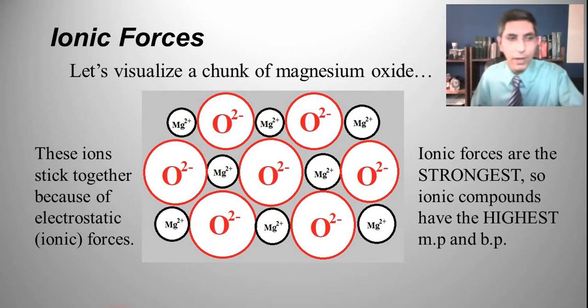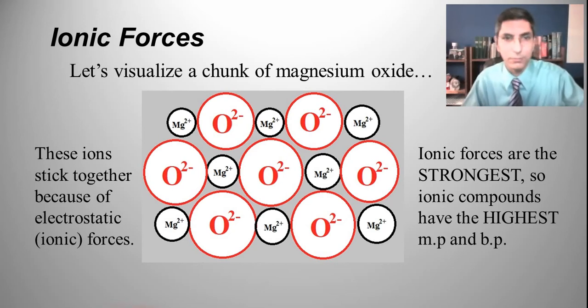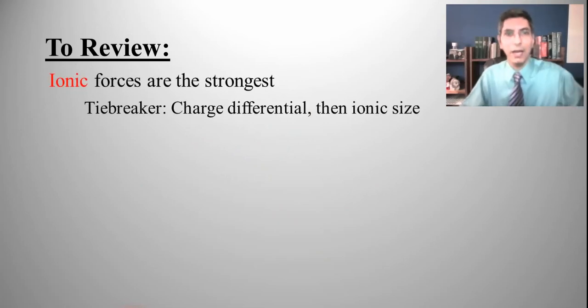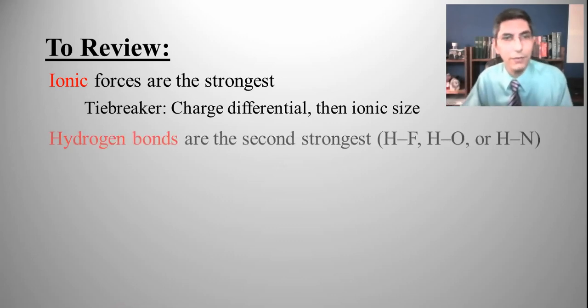In fact, ionic forces, generally speaking, are the strongest. They're stronger than these hydrogen bonds we've talked about, a lot stronger than just plain old dipole-dipole or LDFs, London dispersion forces. So generally speaking, ionic compounds are going to have by far the highest melting points and the highest boiling points. So if we're going to review all of these intermolecular forces, we can say that ionic forces are the strongest. And if you have two ionic forces, then you might want to go back to lesson 8 and think about how we rank those. The charge differential, like a +2 -2, will be stronger than a +1 -1. And then, of course, ionic size is after that.